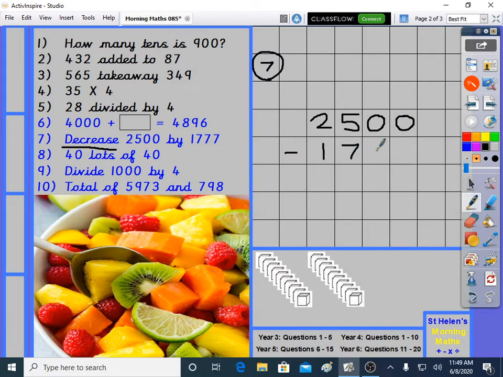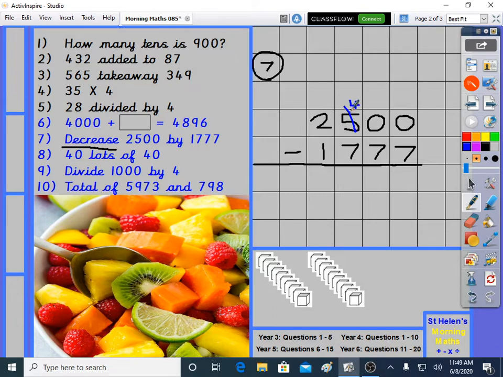2,500 take away 1,777. Sounds like a date, 1777. I don't think I know anything that happened in that year, although I'm sure lots of things did. 2,500 take away 1,777. We'll do the taking or borrowing.